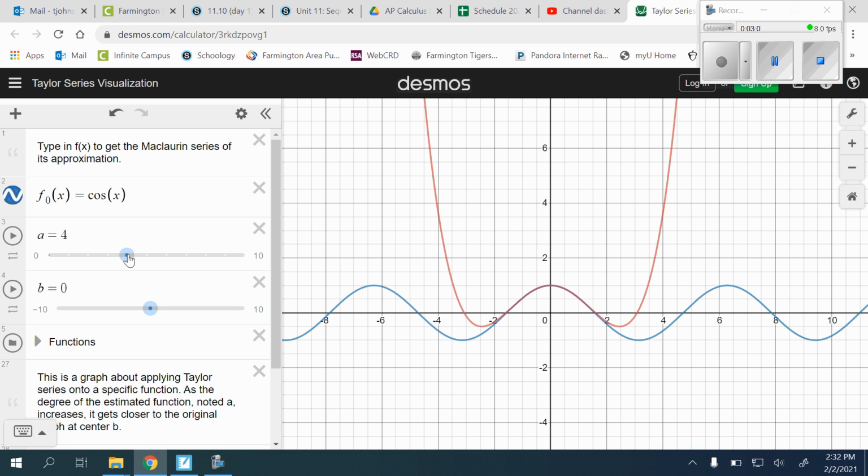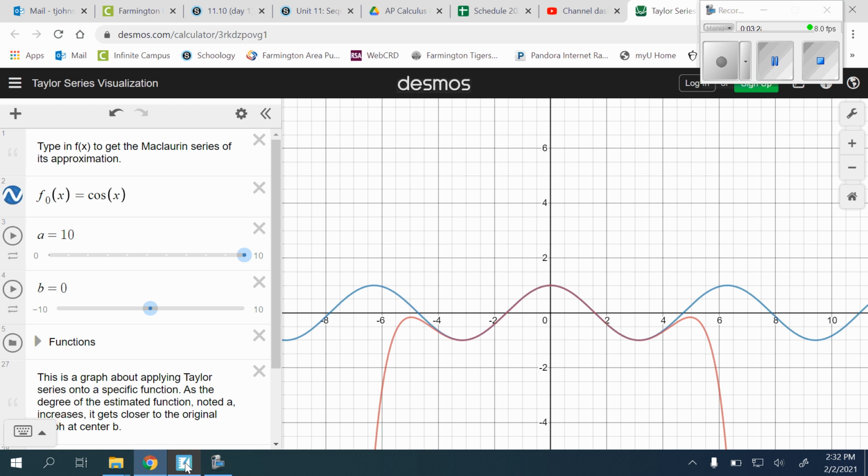I'm going to skip one. There's our adding the fourth term, so that's the x to the fourth over 4 factorial. There's the sixth one. You can see it's getting closer and closer approximations each time. So that's how a Taylor series approximates it, especially right around 0. It's a very good approximation.